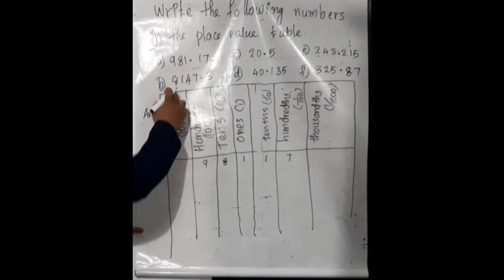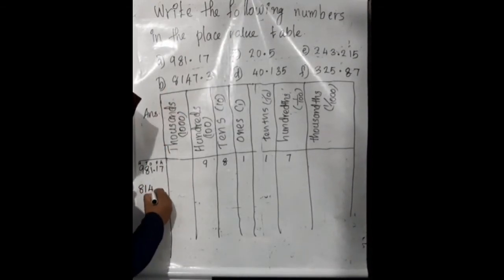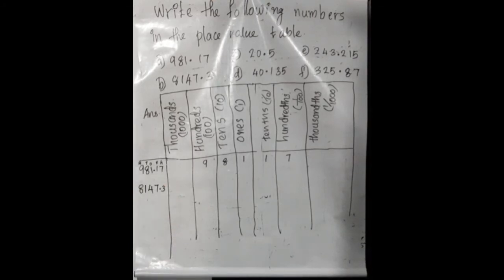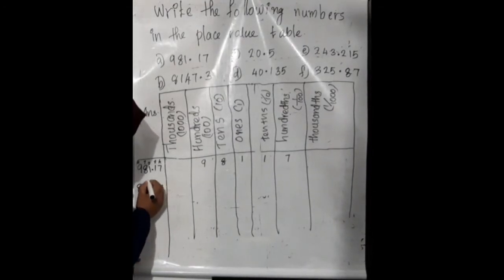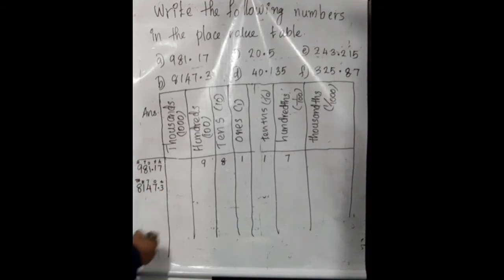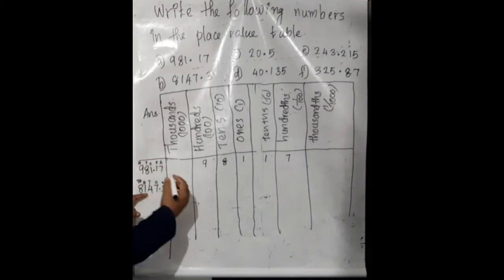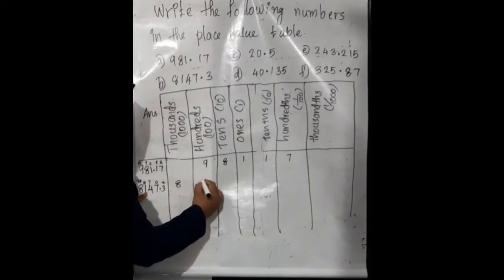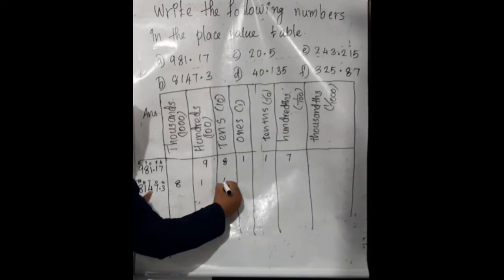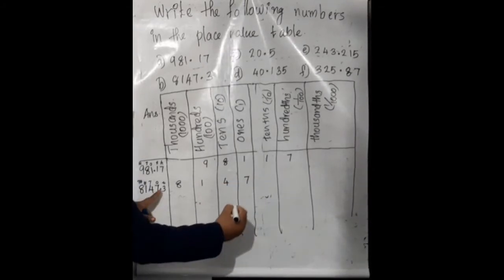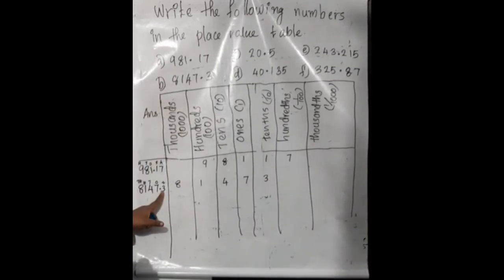Then what is the next number? 8147.3. So let us write the place values. Ones, tens, hundreds, thousands, and the last one tenth. Then let us write: 8 is in the place of thousands, 1 is in the place of hundreds, 4 is in the place of tens, 7 is in the place of ones, and 3 is in the place of tenths.